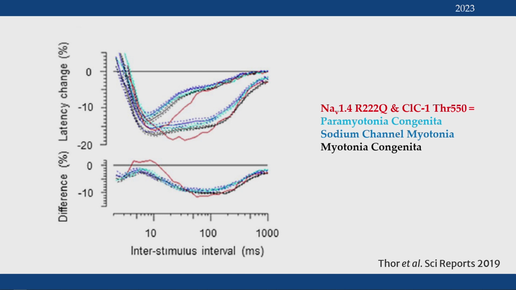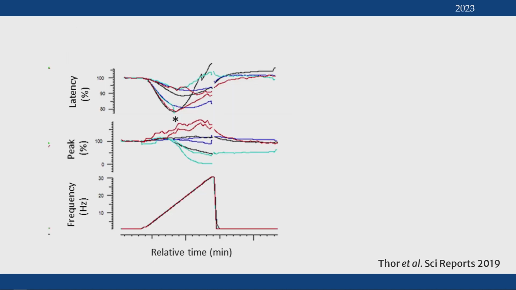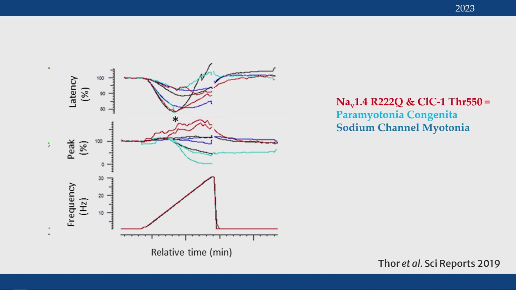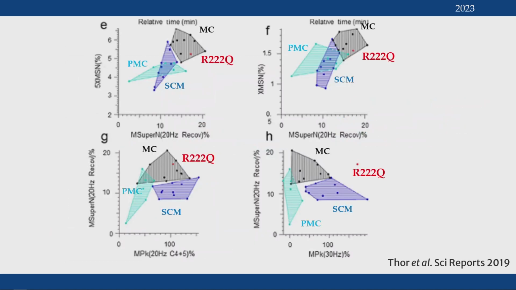And he also had much more, it's difficult to appreciate there, but increased residual supernormality compared to the other sodium channel myotonias. We did a frequency ramp on him, and on that he was in his own category. He's kind of different from all of them. And then you can do groupings based on the parameters of the different testings. And what was interesting from that is he tended to cluster either in the myotonia congenita group for these, or on his own as an outlier, but not with the sodium channel caused myotonia.